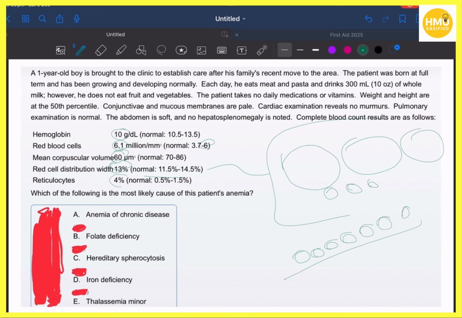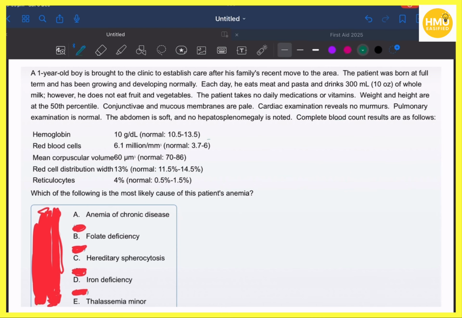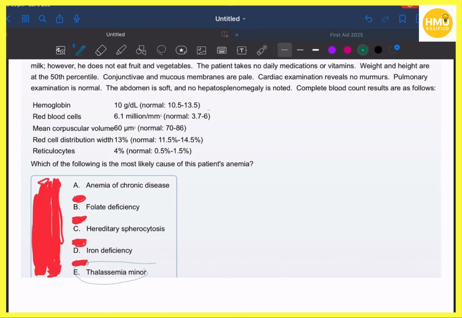Reticulocyte is 4%, and the normal is from half to 1.5. And reticulocyte tells you the function of the bone marrow, if it's intact or not. Reticulocytes are basically the newly produced RBCs. This patient has high reticulocytes, which basically means your bone marrow is effectively producing RBCs to compensate for the anemia the patient has. So, we're gonna answer now. The answer is thalassemia, and let's just break it down bit by bit.